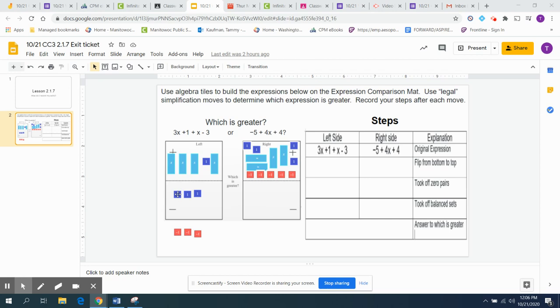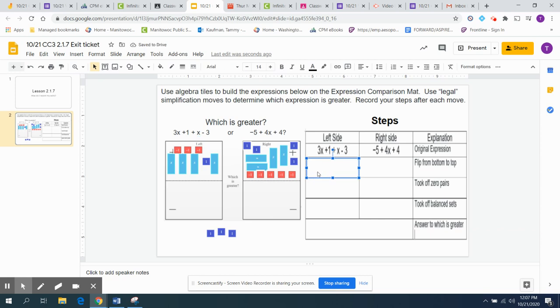So if I'm going to take positive tiles on the bottom and flip them, put them up top, they're going to become negative tiles. Just because I can't flip these tiles, I made negative tiles here. And there was nothing on the bottom on the right side. So when I go to record this, this is how it changes.